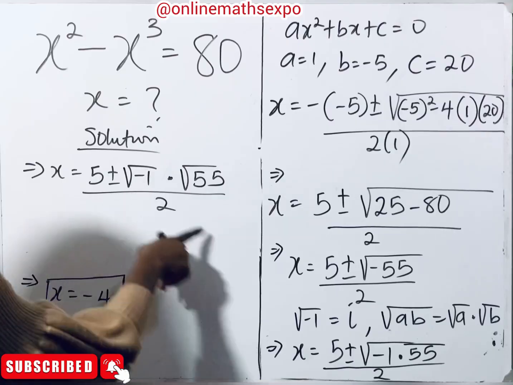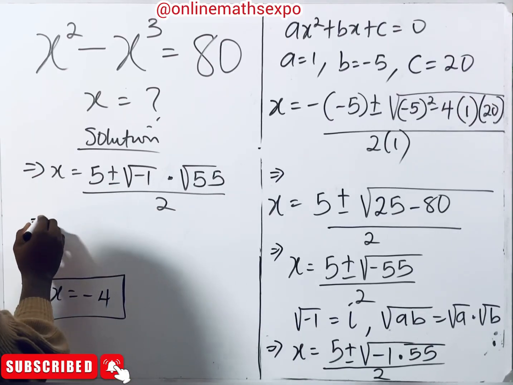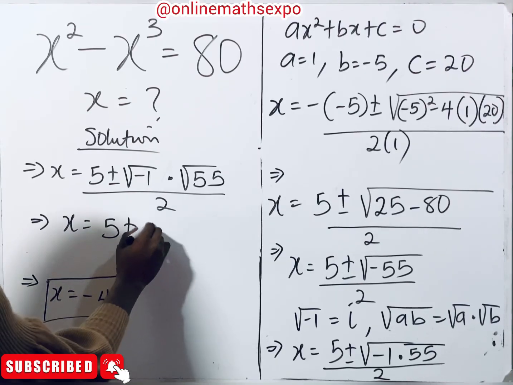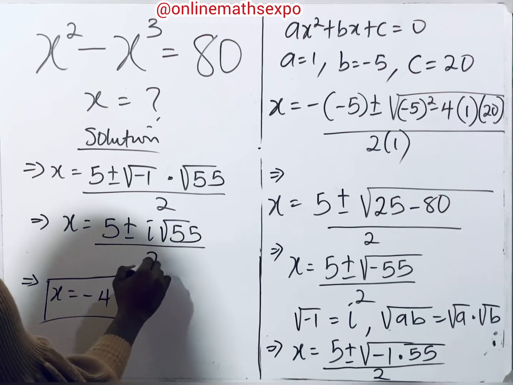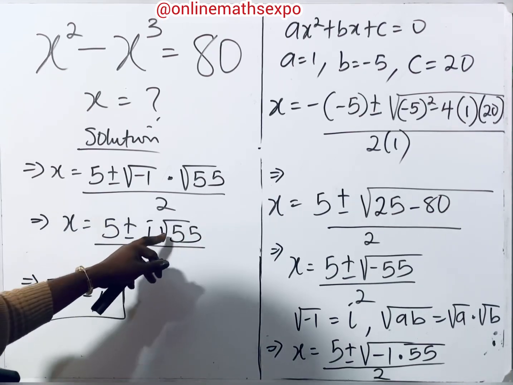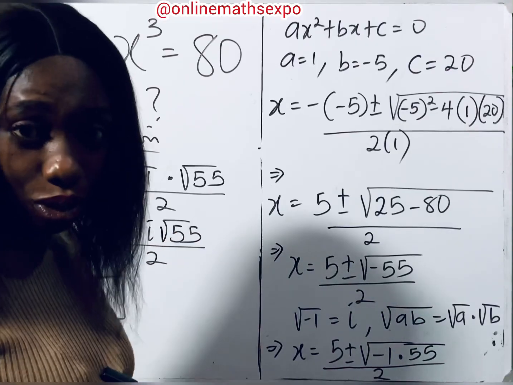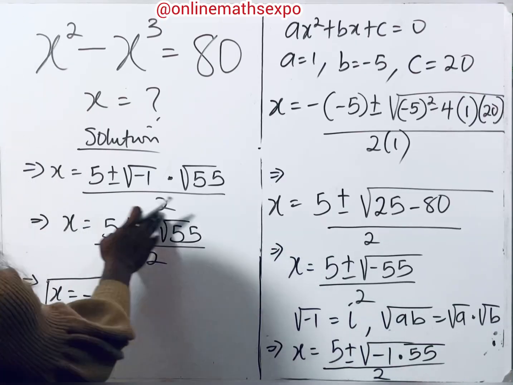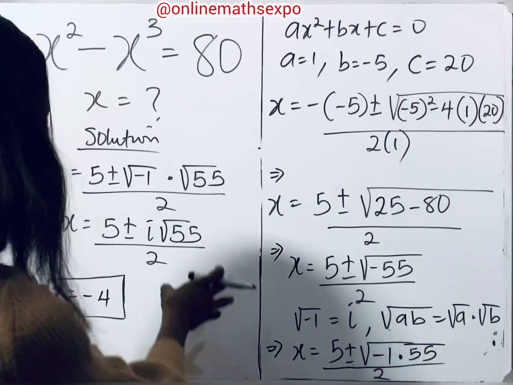Now, remember what we have said, this is the imaginary unit. So we're going to replace it to have x is equal to 5 plus or minus, this will take i, then we have root 55 all over 2. Now remember that this is a prime surd, meaning that it cannot be reduced. So in that case, you are going to leave it like this. And in this solution, it cannot be simplified anymore. So this is the least solution.